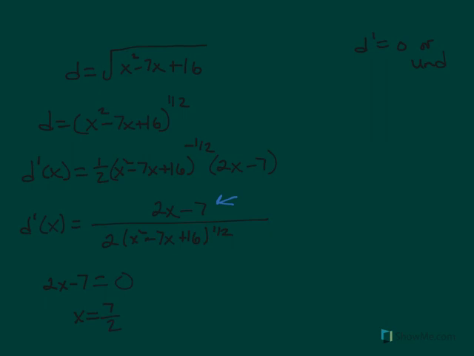And where can it be undefined? It can be undefined if the denominator is 0. So what's going to make this denominator 0? Essentially, if this right here is 0, because you would have the square root of 0, which is 0 times the 2 is 0. So we're looking to see where this quadratic, the x squared minus 7x plus 16 could be 0.